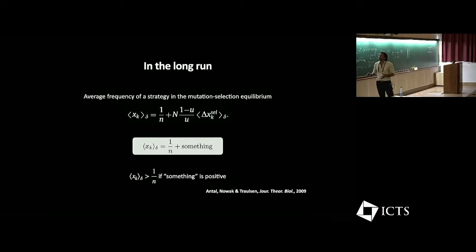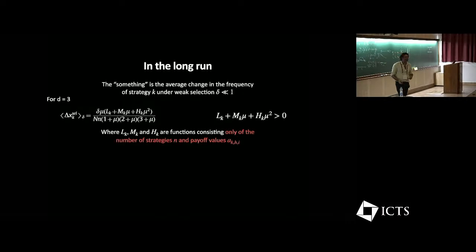And that something is basically this object over here, which is not really nice, actually. So I'm trying to gloss over a lot of the details over here, just to show you what the main object looks like. It does have the selection intensity, delta. It does have the mutation rate, mu. It does have the population size over here, but what you can actually abstract out is this LK, MK, and HK.